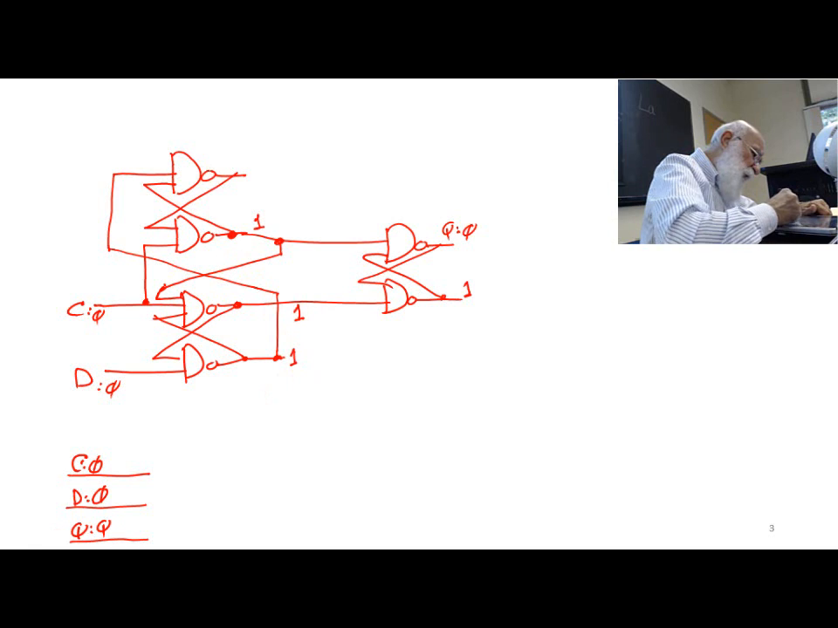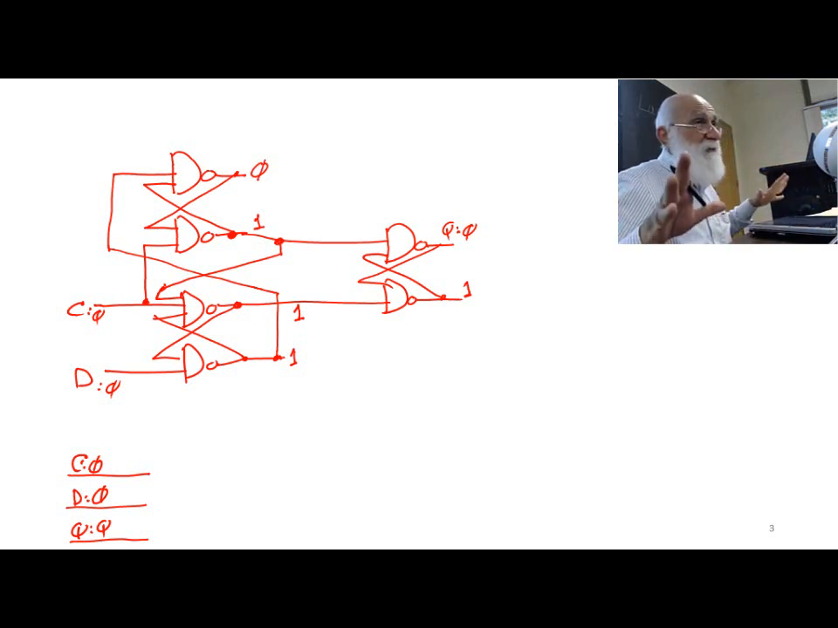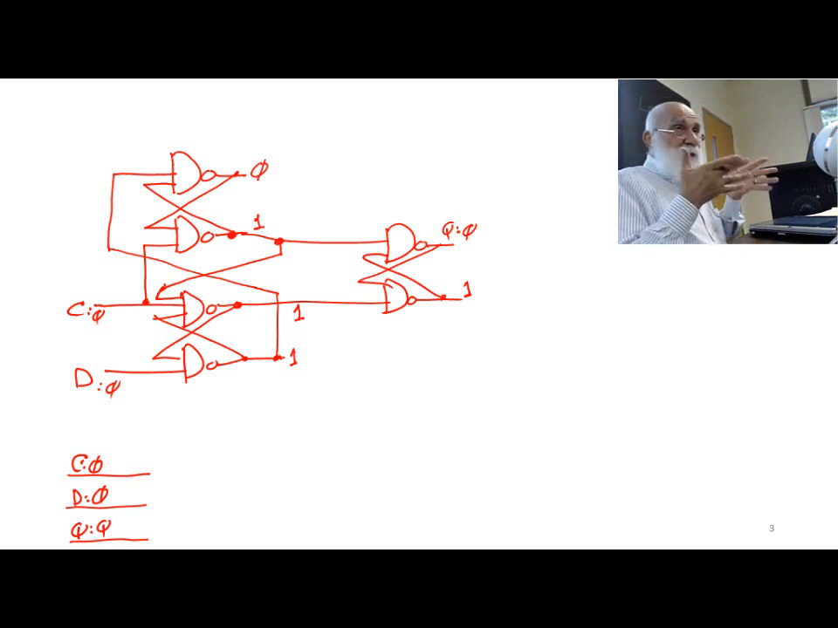Okay, it has a 1 on the upper input, it has a 1 on the lower input, and therefore this is 0. Okay, that's the stable situation. Now I'm going to play the same thing I did before. So what I'm going to do is change an input.